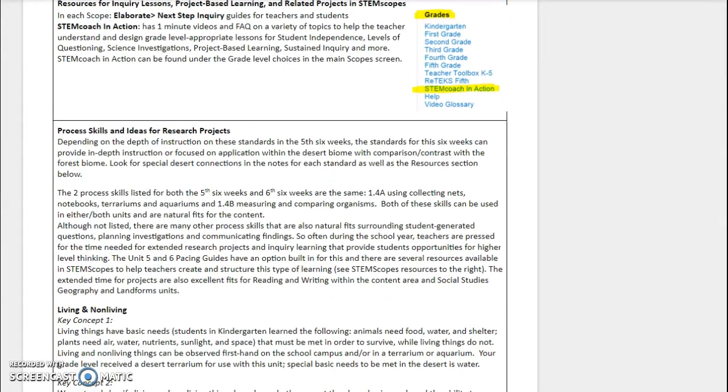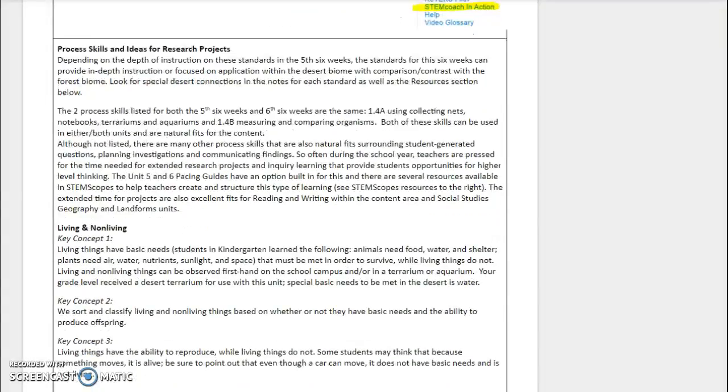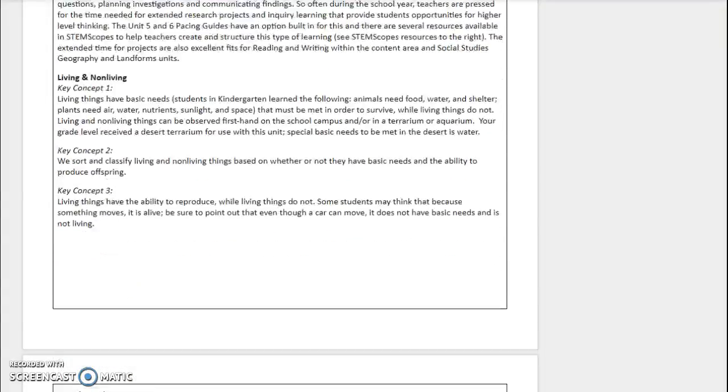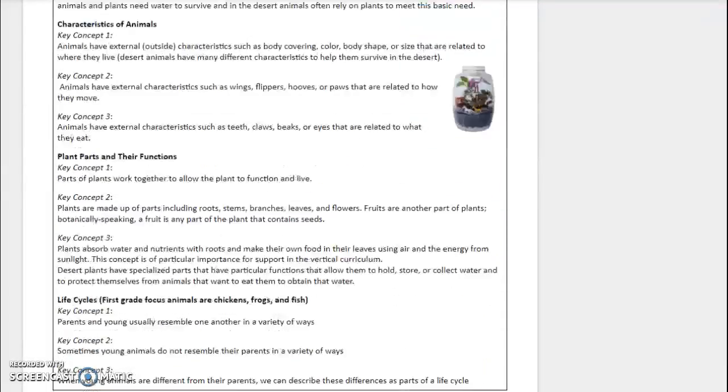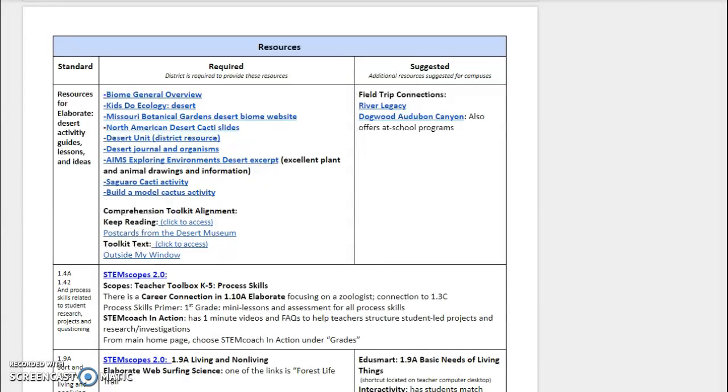I'm just going to scroll through and remind you there's lots of resources here for you. The key concepts are broken down for each of the standards. I'm going to scroll down to a couple of things on the resources I want to point out. I've changed up the organization of the resources a little bit from last year when we were in Forethought, and I'm hoping that this will be a little more user-friendly.